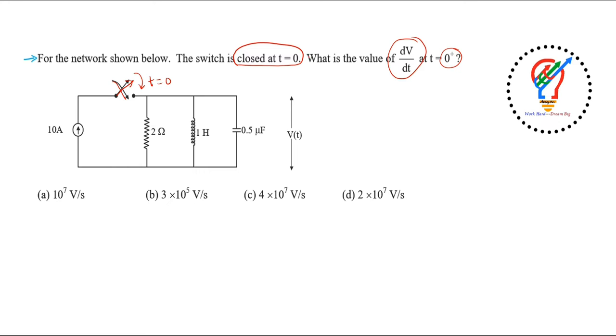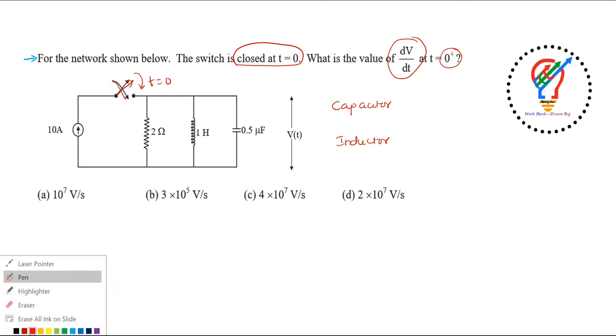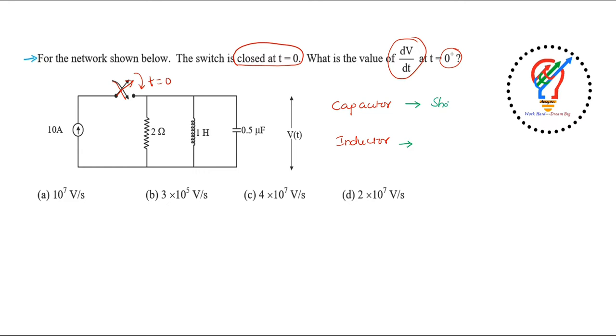Now the basic thing is, during the transient conditions there are two elements. The first one is a capacitor, and the second one is an inductor. Either one you can choose, a capacitor or inductor. So inductor acts as a what? Capacitor acts as a what? Capacitor acts as a short circuit. During the transient conditions, inductor acts as an open circuit.